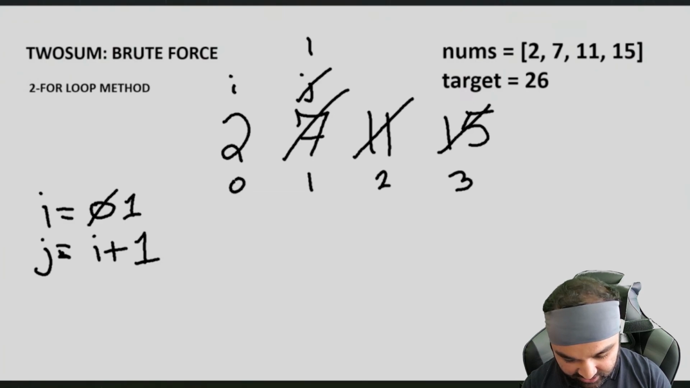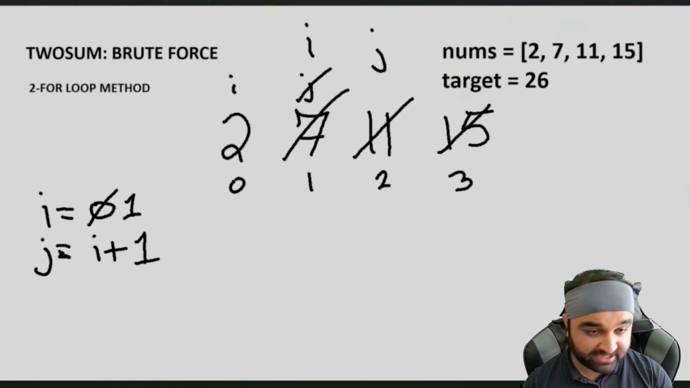So i would be here, and j would be here at 11. So we're going to be looking at 7 plus 11, 7 plus 15. Obviously, those are not going to give us 26 either, and then i is going to move to 2, and j is going to move to 1 plus that.